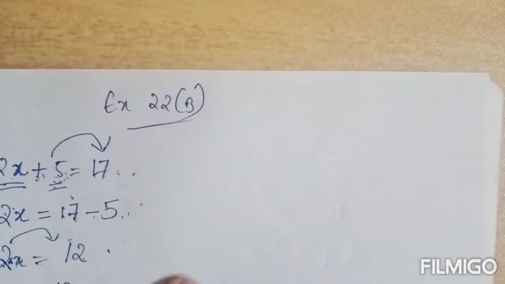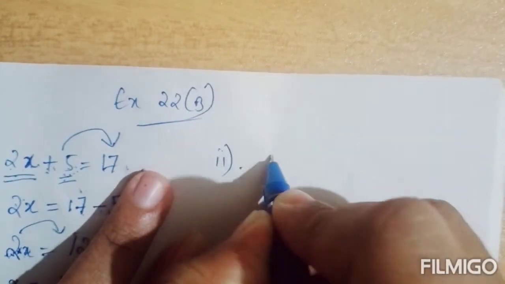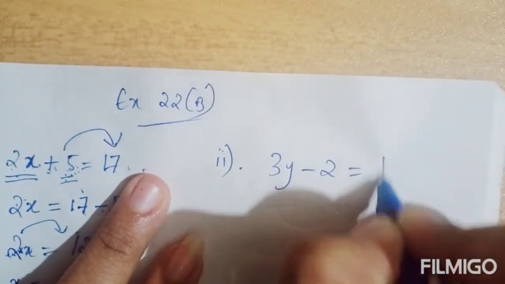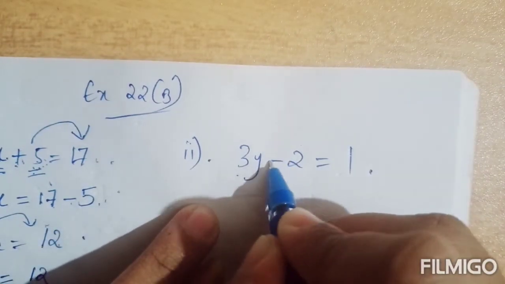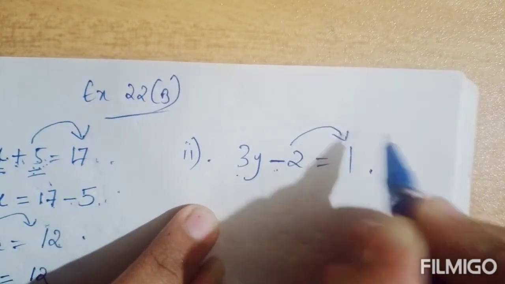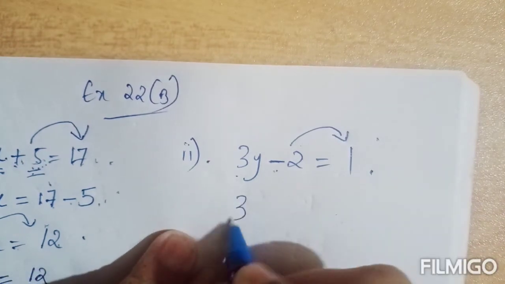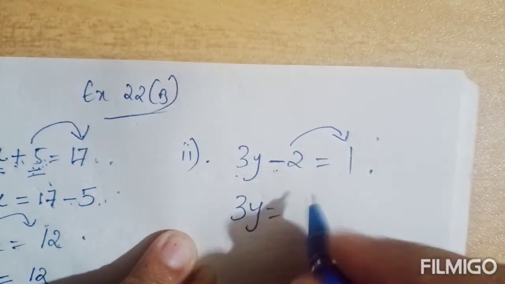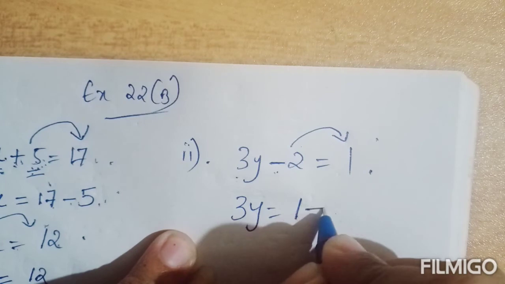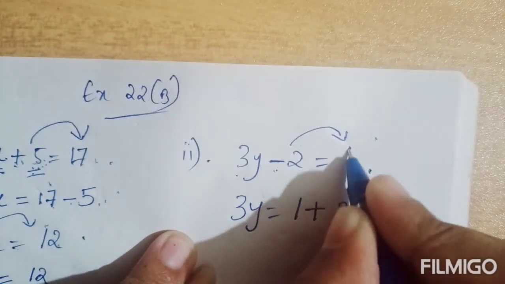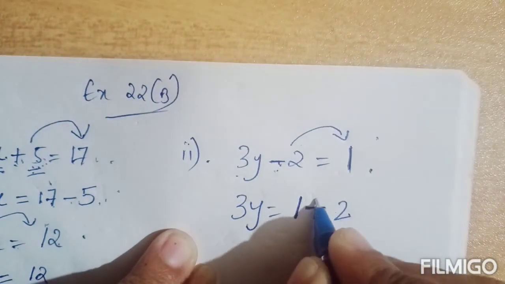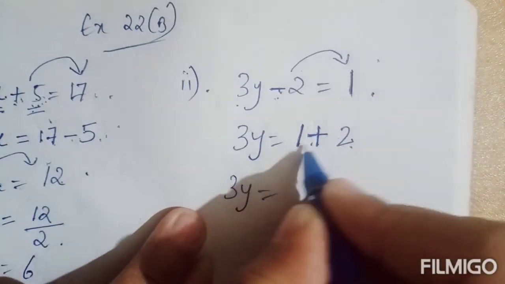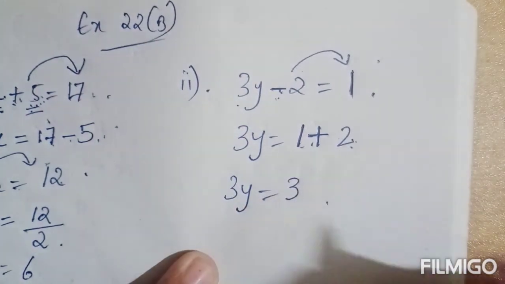Okay, next second one, 3y minus 2 equal to 1. So first two terms are there. First minus 2 we are taking to the other side. 3y equal to, minus 2 on taking to other side, it will be plus 2. ഇവിടെ റൈറ്റിൽ 1 ഉണ്ട്. So 1 plus 2. Okay, so you will get 3y equal to 1 plus 2, it is 3.